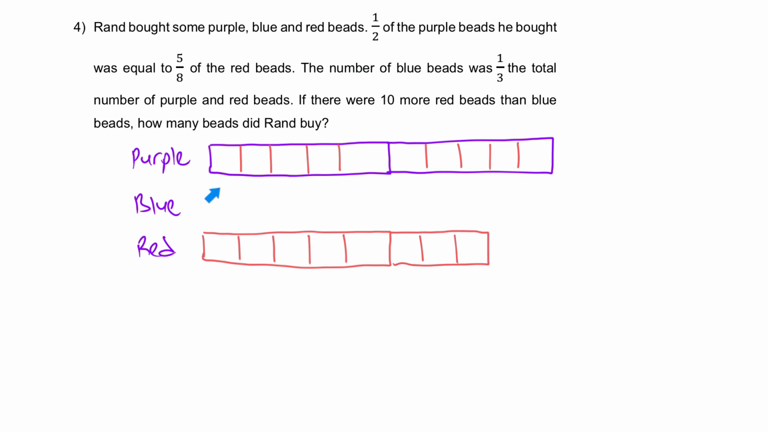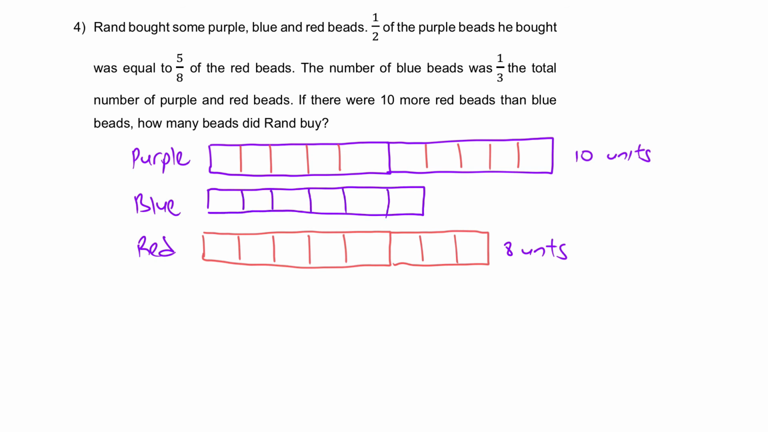Next, the number of blue is a third of the total number of purple and red. Now, how many purple and red are there? So purple, we have 10 units. Red, we have 8 units. So in total, they have 18. So if blue beads are a third of it, what is a third of 18 units? 6. So we can draw out 6 units. 1, 2, 3, 4, 5, 6. 6 units. Then we are done.